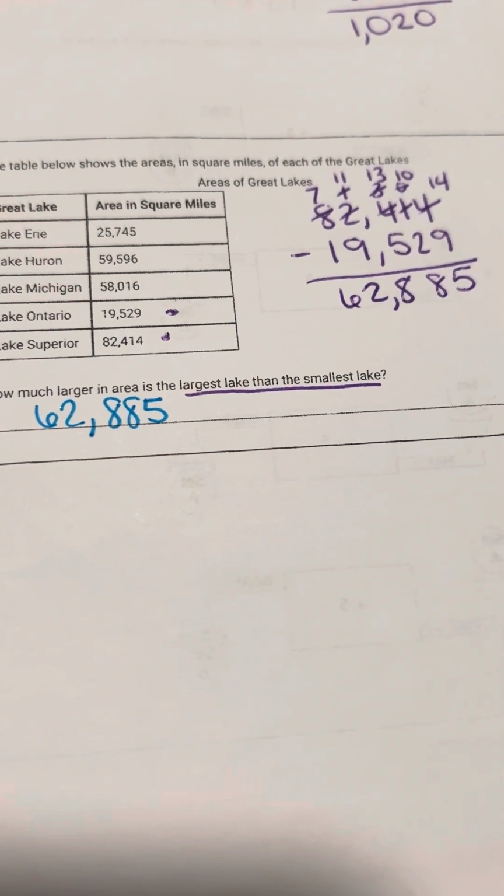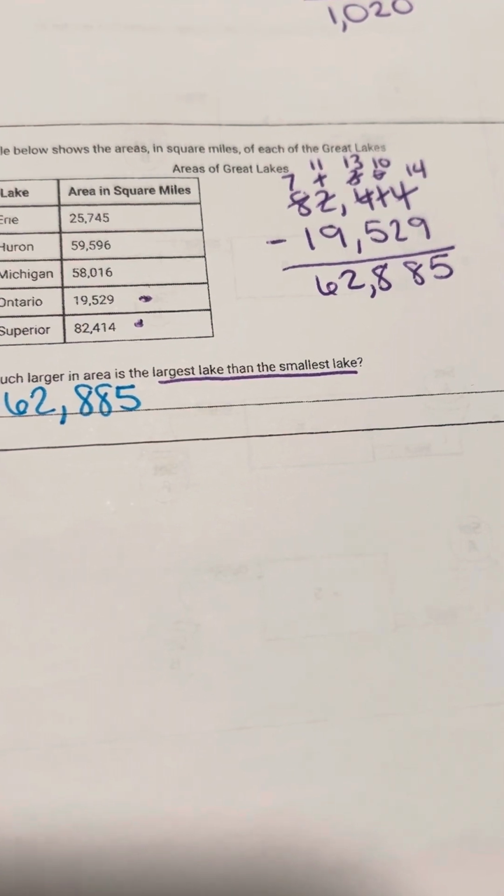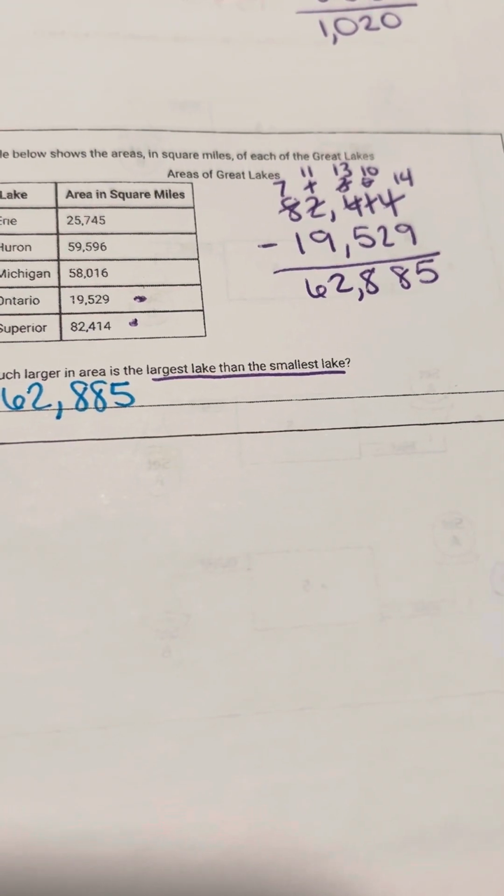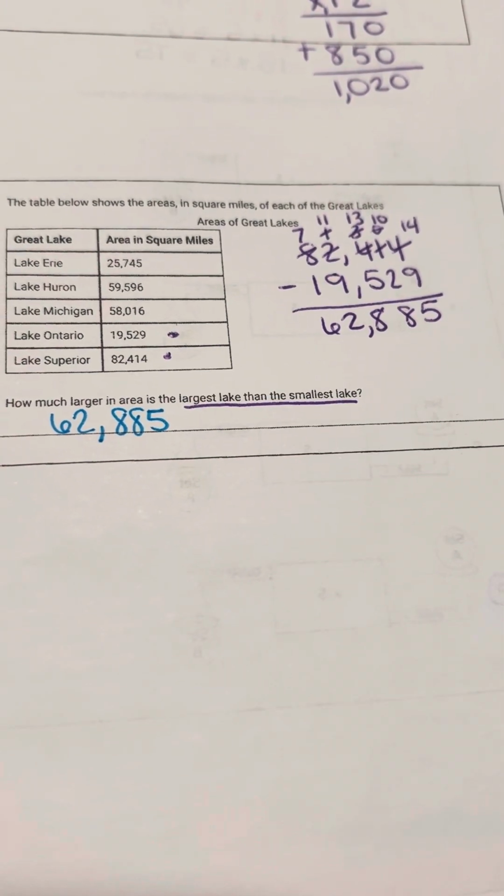82,414 minus 19,529. And you should have got 62,885 when you subtracted that.